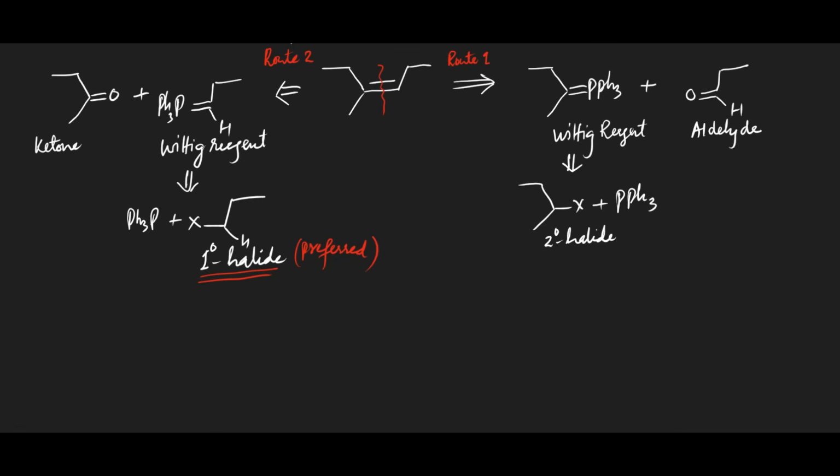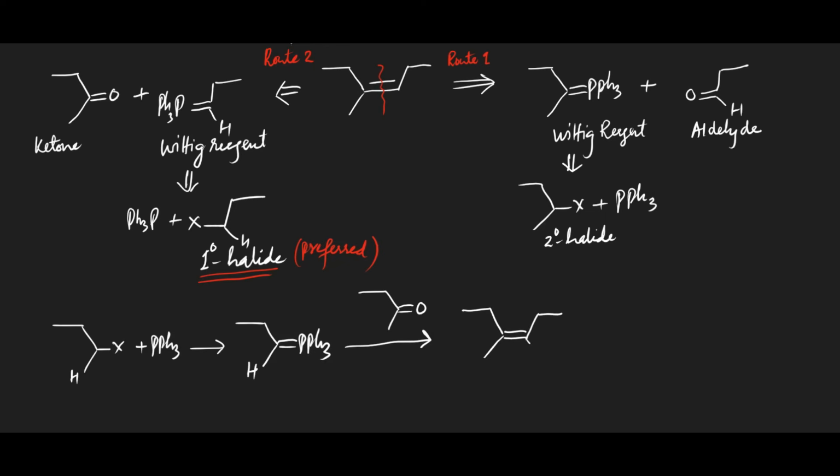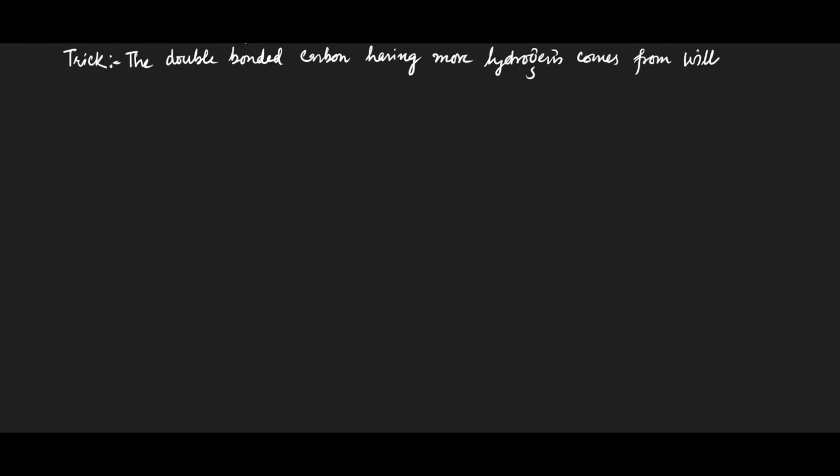Thus, synthesis of the given alkene via Wittig reaction can be shown as, this primary halide should be treated with PPh3 to form the Wittig reagent. This should then be treated with the required ketone, propanal, to form the desired alkene, along with Ph3PO as side product. The trick is that the double bonded carbon of the alkene having more hydrogens, meaning the less substituted carbon side, comes from the Wittig reagent. For example, consider this alkene.